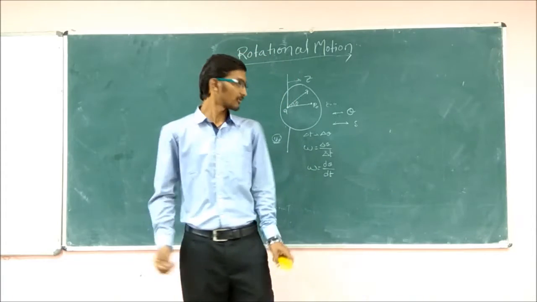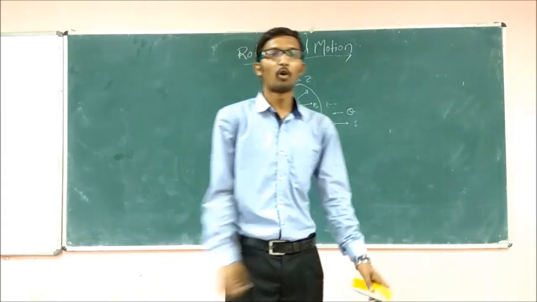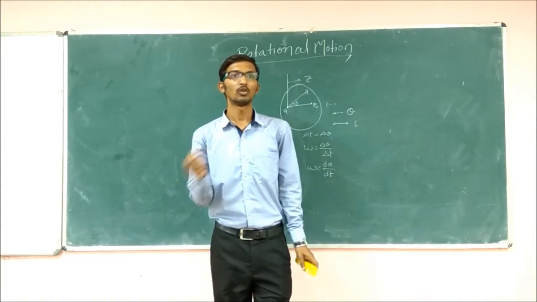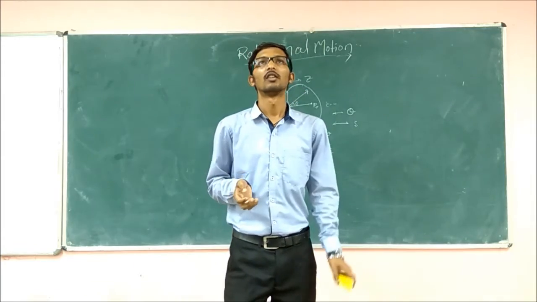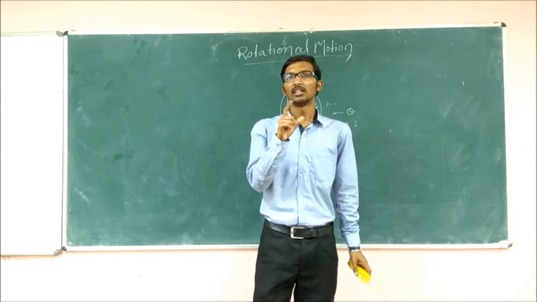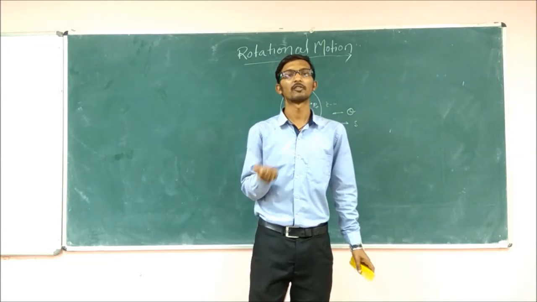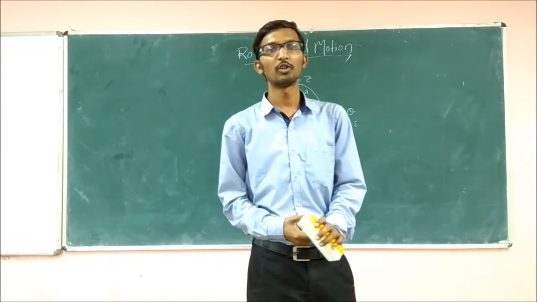Next, if your body rotates through equal angles in equal intervals of time, then the body is said to be in uniform angular velocity. For example, consider the fan. When it has attained full speed, it will cover equal angles in equal intervals of time. Then it is said to be in uniform angular velocity. And the earth is said to have uniform angular velocity.